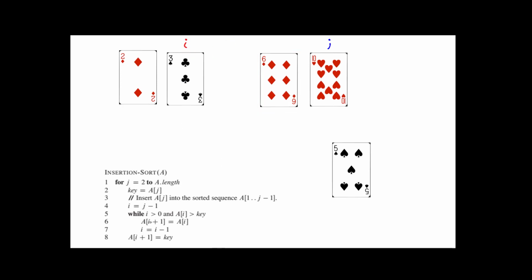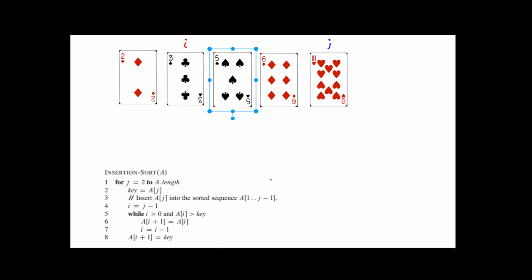Now again, we check the while loop. i is positive, yes. And A[i], which is 3, is more than key, no. So we won't enter the while loop. And A[i+1], i is 2, so A[3] should be key. So key goes to the third position. And now j is 5 and the for loop will not run again. So the algorithm is finished here and the elements are sorted.